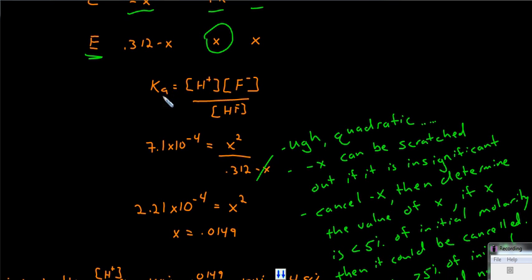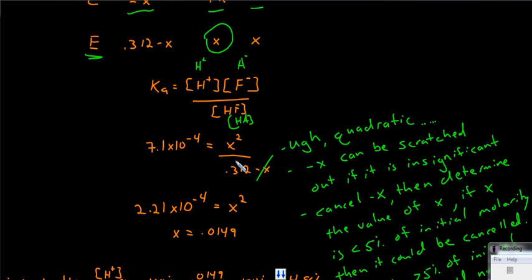Ka, which was given to us here, is the equilibrium constant for some acid, generally HA, dissociated into a proton and its conjugate base, A-. In this specific case, it's HF going into proton and fluoride. Now, the Ka is 7.1 times 10 to the negative 4, so plug in the concentrations of protons, that was x, and fluoride, that was x, so we get x squared here, and then plug in the concentration of HF after equilibrium is reached, that's 0.312 minus x.